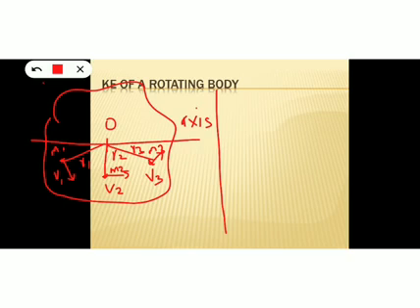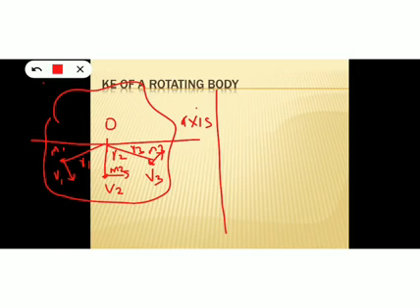Next, we can discuss the kinetic energy of a rigid body, especially the kinetic energy of a rotating rigid body. We know the kinetic energy for an object in linear motion is half mv square. So what about the kinetic energy of an object which executes a rotational motion? It is not half mv square, but something else. So let's try to find out the expression for the kinetic energy of a rotating body.